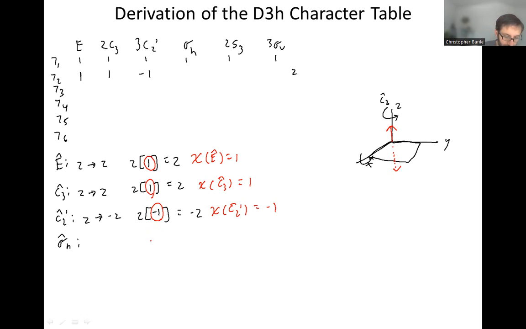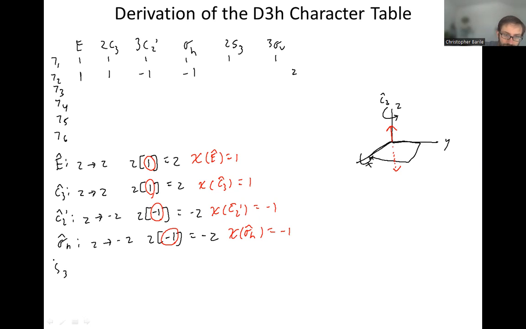It's going to get reflected to below the mirror plane. So again here, z went to negative z, and so we're going to get a -1 here on the trace of our matrix. And so chi of our sigma h operation is going to be -1.